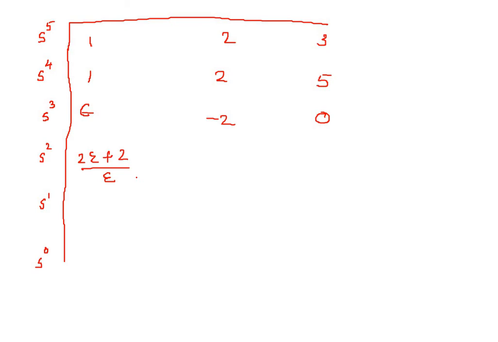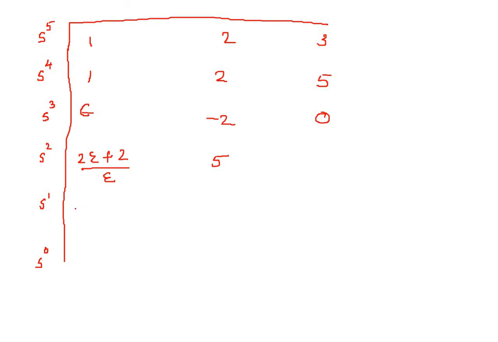Now we can find the next element. So what will be our next element? Epsilon into 5 minus 1 into 0 divided by epsilon. So what will that be? 5 epsilon by epsilon, that we will get as 5. Now no need to find the next element. It will be equal to 0 because there are no fourth columns, only up to 3 columns. So no need to write that.